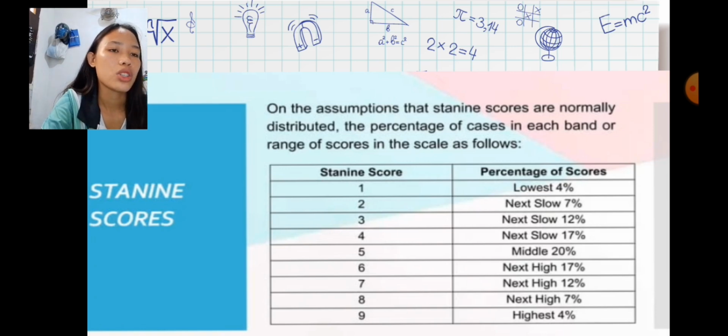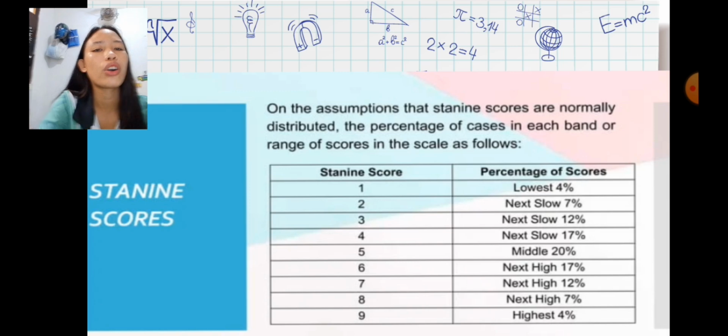For the percentage of scores: lowest 4%, next low 7%, third next low 12%, fourth next low 17%, fifth middle 20%, sixth next high 17%, seventh next high 12%, eighth next high 7%, and lastly ninth highest 4%.